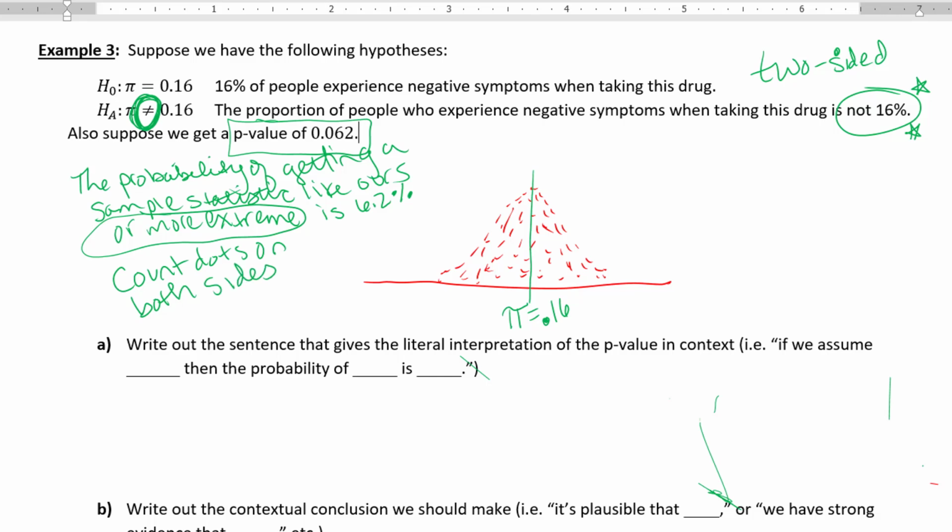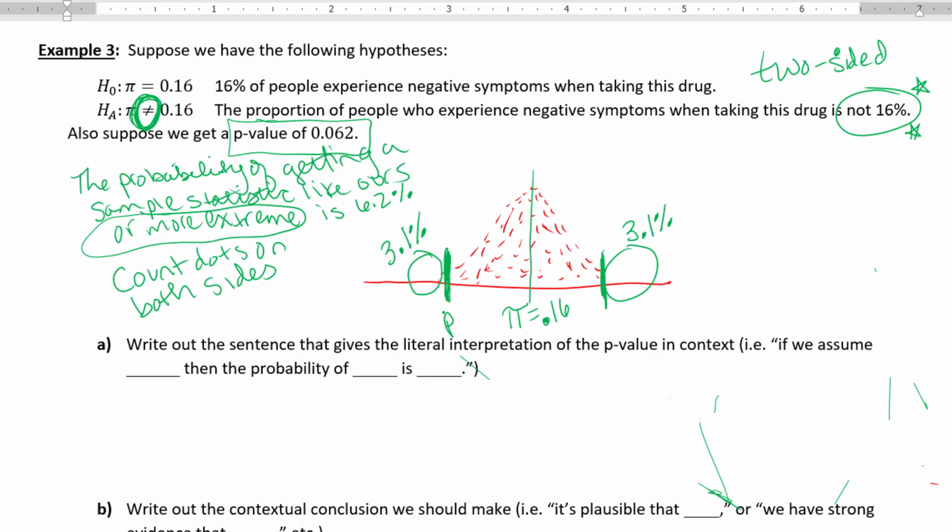So we have a sample statistic somewhere on here, and it turns out that 6.2% of the total dots in our distribution are more extreme than our sample statistic. Since we're counting on both sides, that would mean that we have a sample statistic that's either down here or up here. I didn't tell you in the problem, but 3.1% of the sample statistics in the null distribution are down here below this line, and another 3.1% of the sample statistics in the null distribution are above this line.